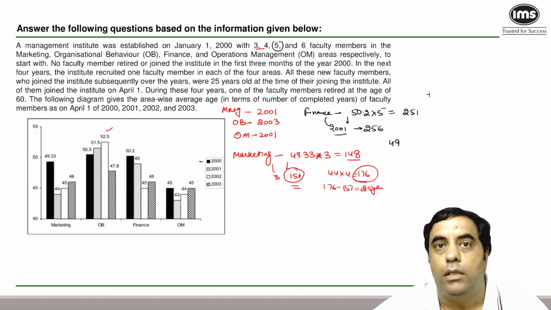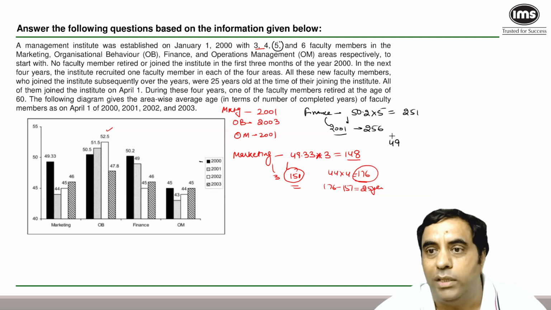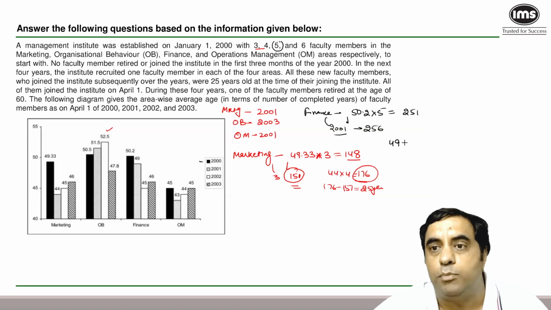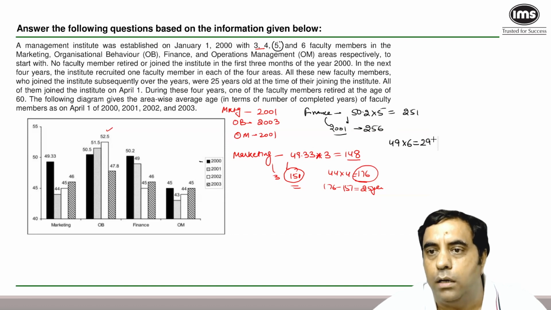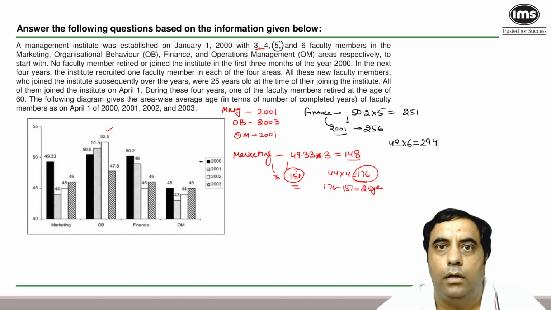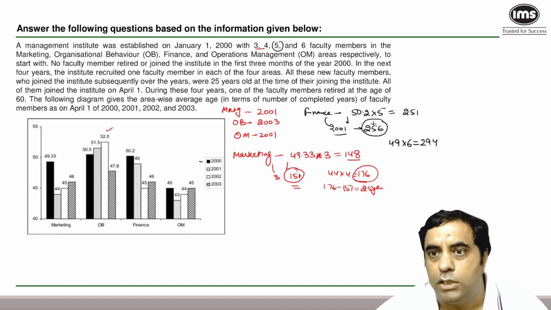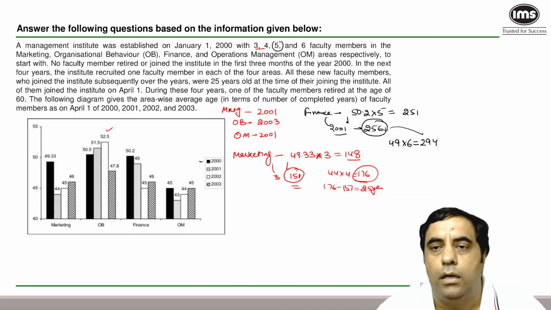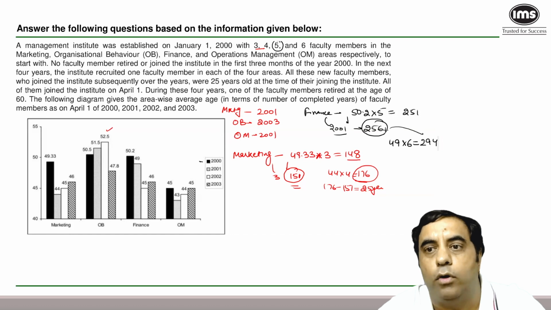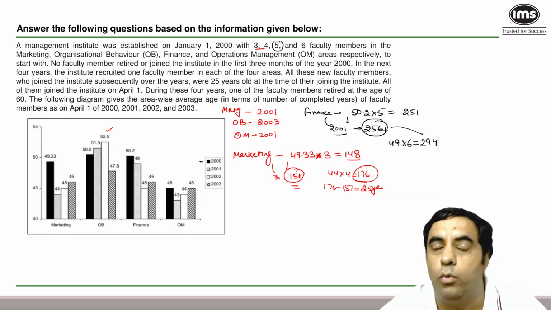So if the person has joined, in that case, the sum of these 6 people should be 49 into 6, which is coming out to be nothing but 294. Now, this should have been the sum of 6 people, the person who has joined and the sum of the remaining earlier 5, which was nothing but 256. So the age of the person who has joined will be 294 minus 256, which is not equal to 25. Hence, we can straight away say that a person has not joined in 2001.